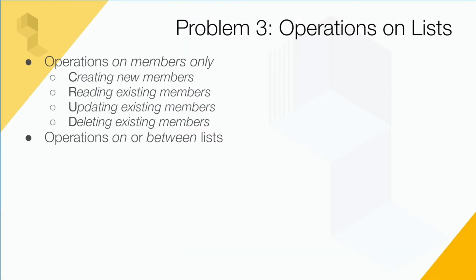Problem number 3, operations on lists. Now that we have solved the fundamental problems of working with lists, let us now turn our attention to the other operations we can perform on lists. There are only 2 such groups of operations. Operations on members only and operations on or between lists. So let's start off with operations on members only.